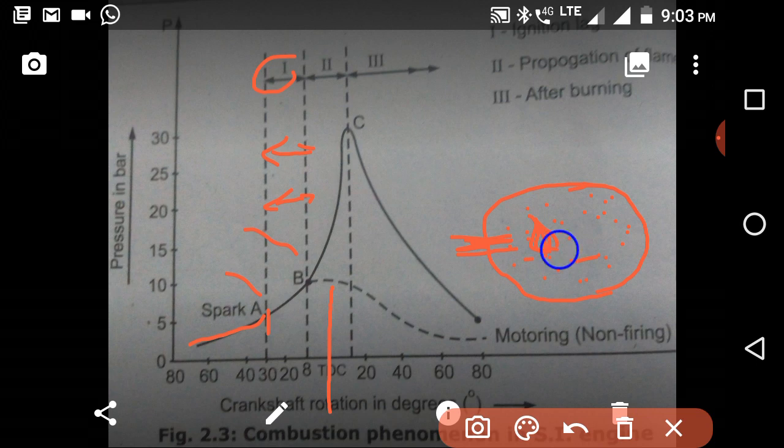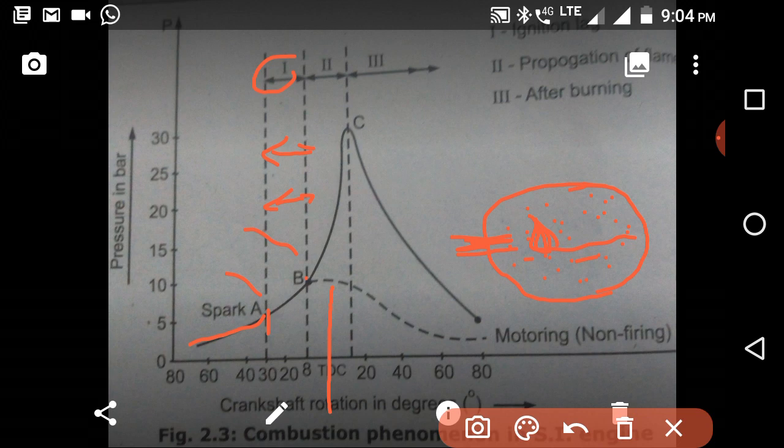So what will happen? This flame will propagate throughout the combustion chamber with constant velocity, and due to that the burning of fuel will occur, and a sudden rise in pressure will occur. So this line starts from point B, because as there is already a flame nucleus formed, that flame nucleus will propagate throughout the combustion chamber with constant velocity.